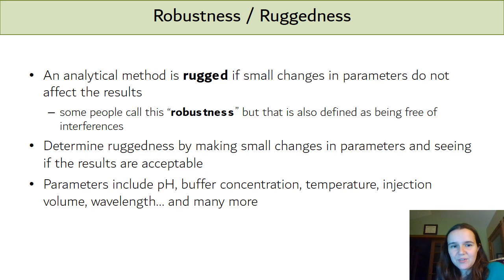Difference between robustness and ruggedness. A method is going to be rugged if you can change a parameter a little bit and it doesn't affect the results. Some people will call this robustness, but robustness actually means being free of interferences. So ruggedness: make a small change in a parameter, see if the results are acceptable. Things like pH, buffer concentration, temperature, volume, wavelength, all of that. If a small change makes a big difference, it's not rugged. It's sensitive.